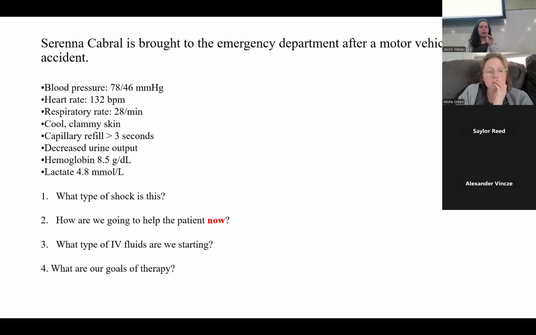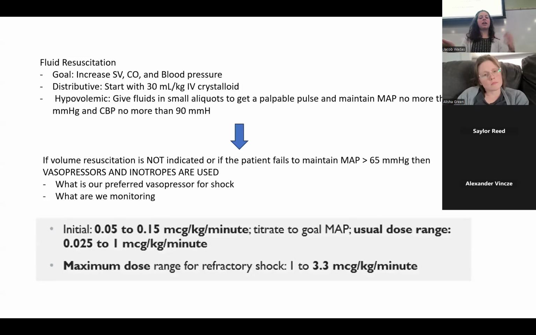Any other specific questions or things that we wanted to talk about from this case? Okay. Okay.